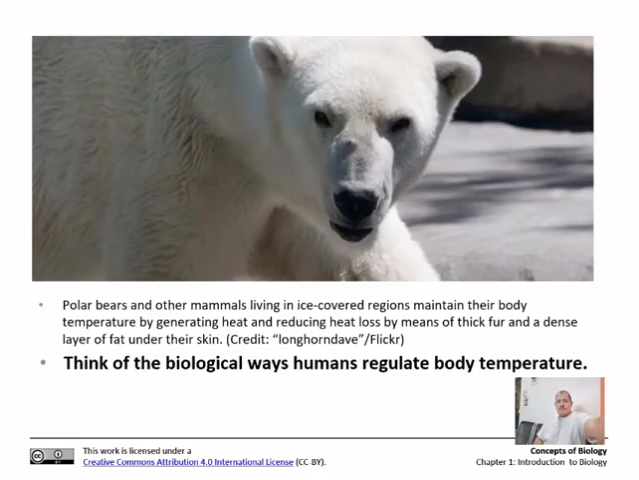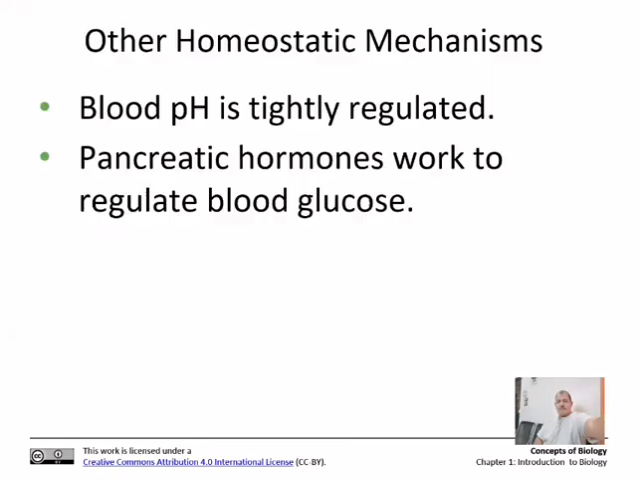Polar bears and other mammals living in ice-covered regions maintain their body temperature by generating heat and reducing heat loss by means of thick fur and a dense layer of fat under their skin. Think of the biological ways humans regulate body temperature. Can you remember? Sweating, for example. What are the other examples?